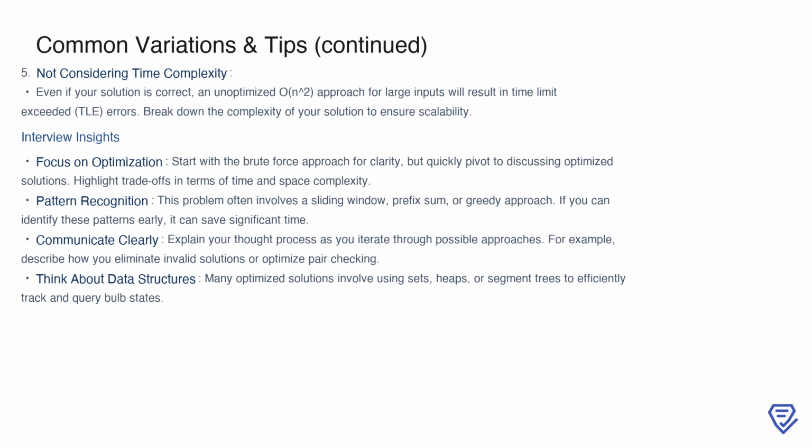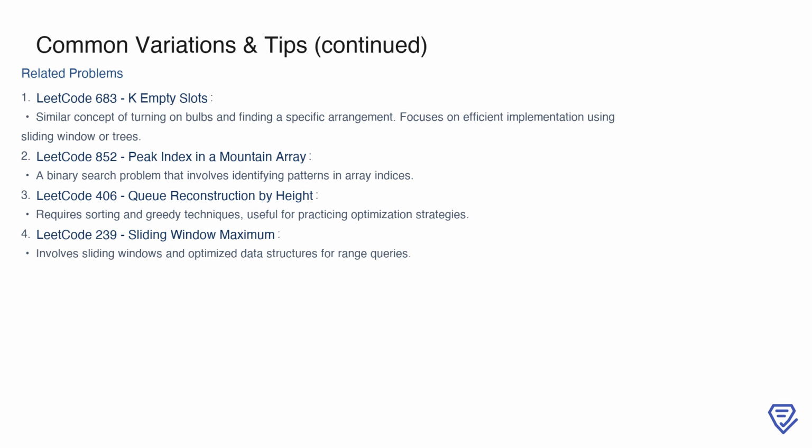Recognizing patterns is another critical skill. Many solutions to this problem involve sliding window techniques, prefix sums, or greedy strategies. Identifying these early can save you significant time. Clear communication is equally important. As you work through possible approaches, explain your thought process, including how you eliminate invalid solutions or optimize pair checking. Finally, choosing the right data structure is often key. For example, sets, heaps, or segment trees are commonly used here because they allow efficient tracking and querying of bulb states. This problem also has strong connections to other LeetCode challenges, which can serve as excellent practice.